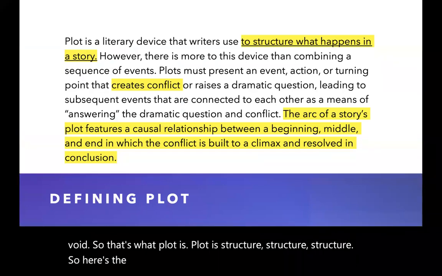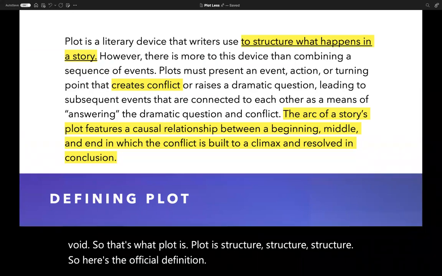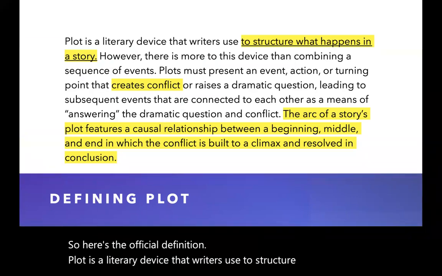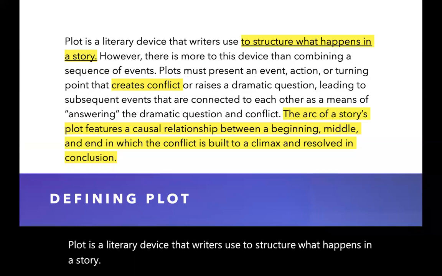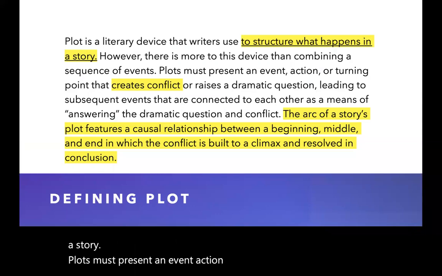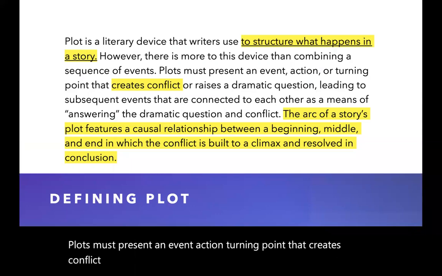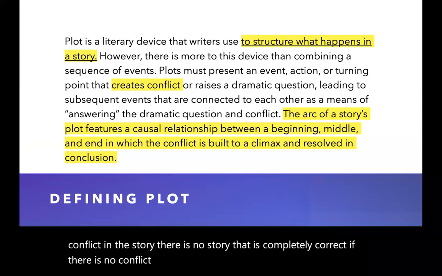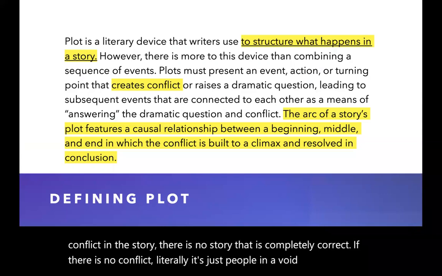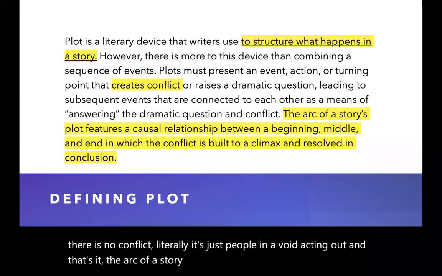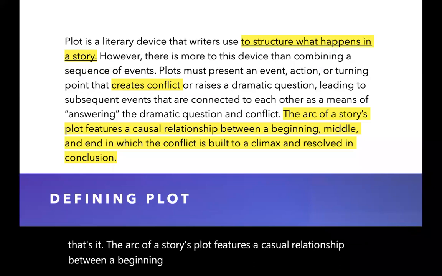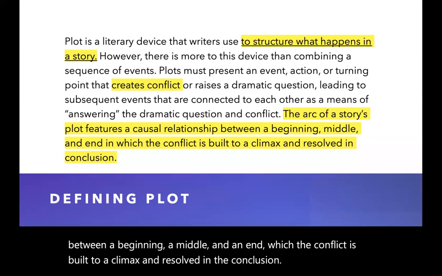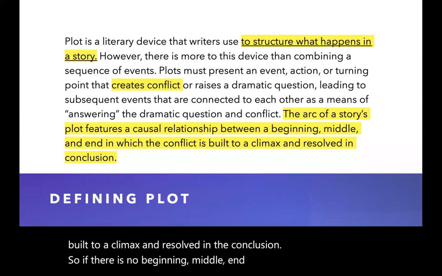So here's the official definition. Plot is a literary device that writers use to structure what happens in a story. Plots must present an event, action, turning point that creates conflict. If you've ever heard someone say, if there is no conflict in the story, there is no story, that is completely correct. If there is no conflict, literally, it's just people in a void acting out, and that's it. The arc of a story's plot features a causal relationship between a beginning, a middle, and an end, in which the conflict is built to a climax and resolved in the conclusion. So if there is no beginning, middle, end, there's no plot.